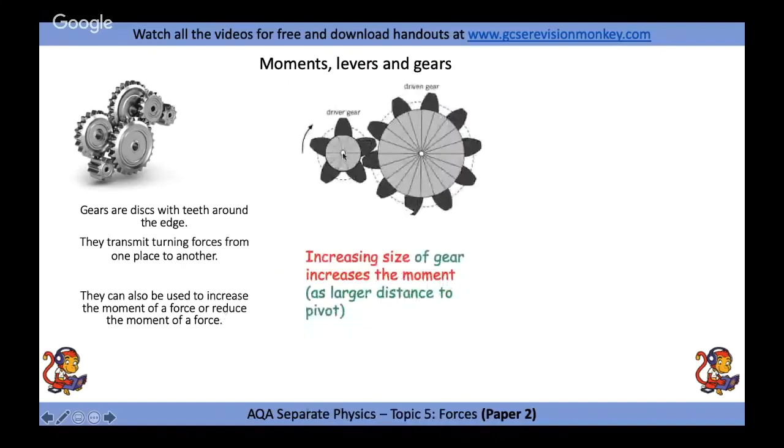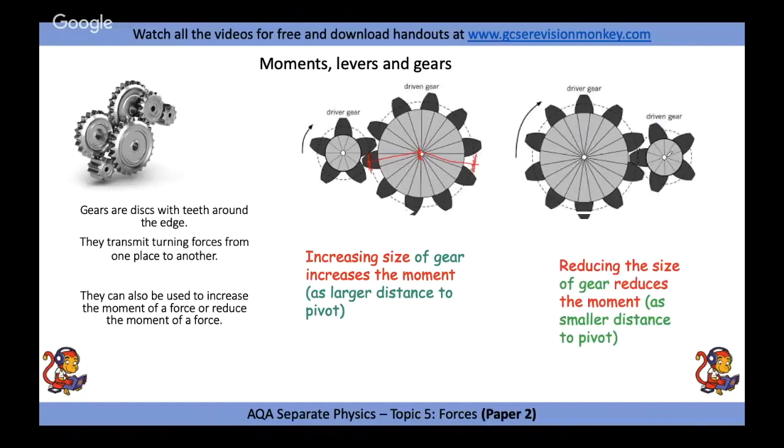Now, if this is my driver gear and this is the next one along, so I'm turning the driver gear and it's attached to a larger wheel, if I increase the size of the gear, it increases the moment. The reason for that is that my force is now being applied further from the pivot. And of course, the further you are from the pivot, the stronger the turning force. So if I reduce the size of the wheel, I'm now reducing the distance from the pivot, so I'm reducing the size of the force.